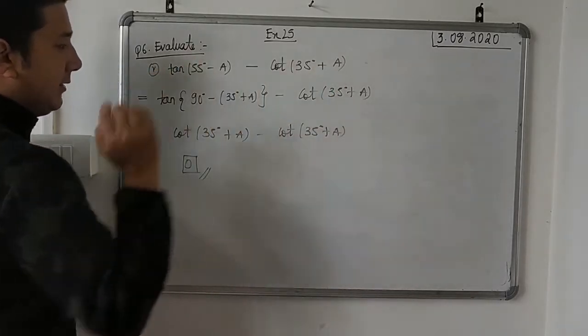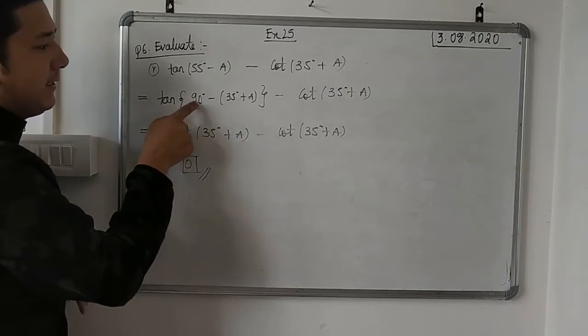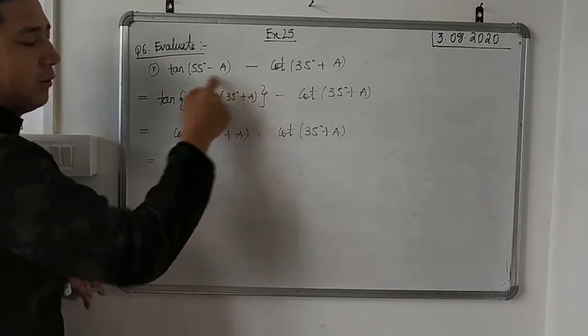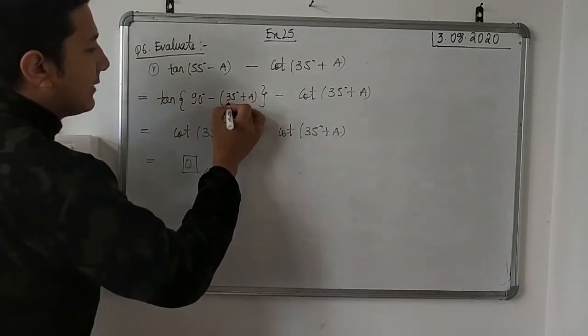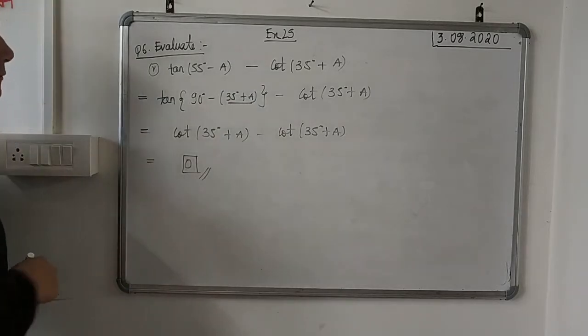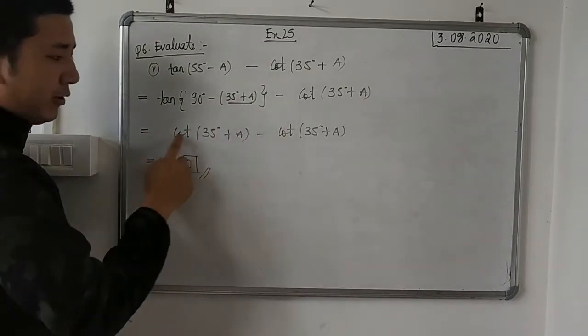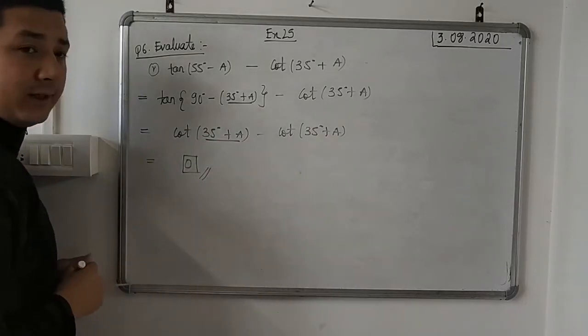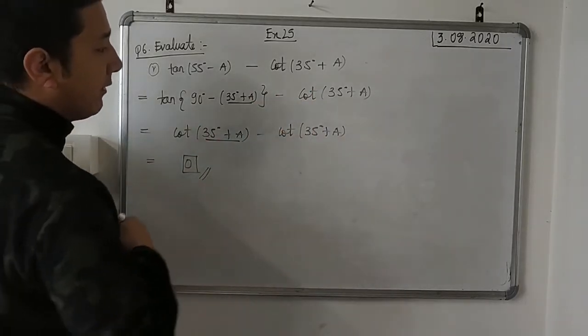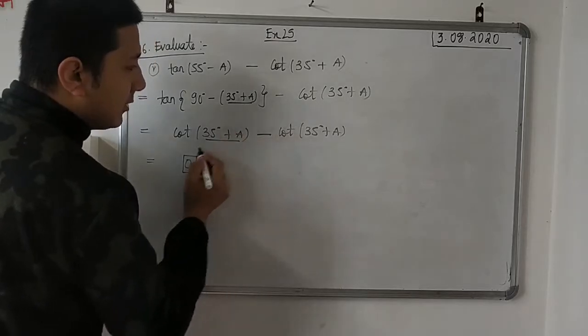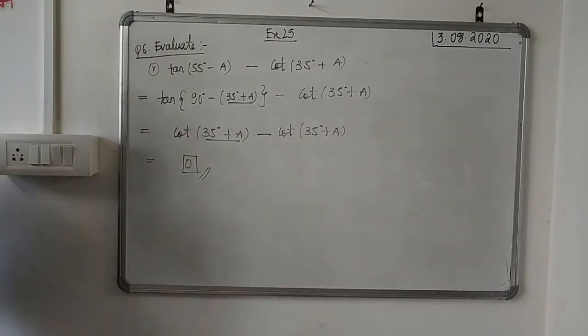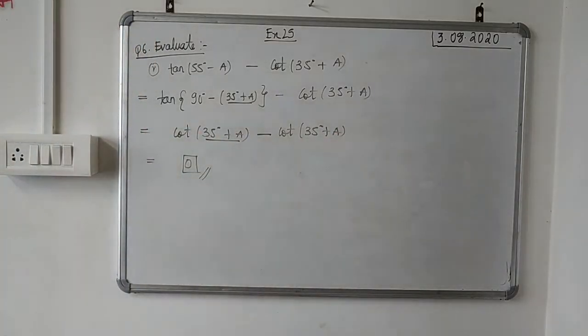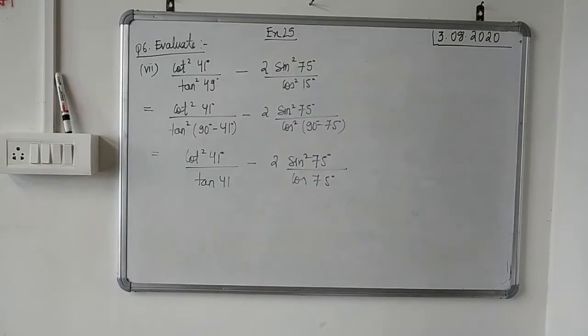This I keep as it is. Now use the formula tan 90 minus theta, keeping this whole 35 plus A as theta. So tan of 90 minus theta is cot theta, isn't it? This is my theta. So cot 35 plus A and minus cot 35 plus A. So this and this get cancelled out and the answer is 0. It's very simple. Please pause the video, note it down.